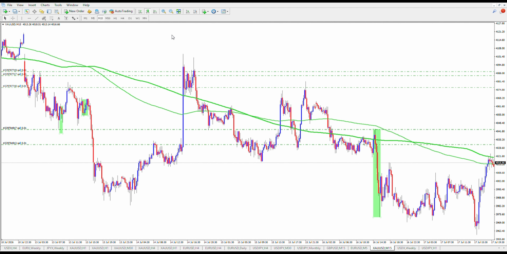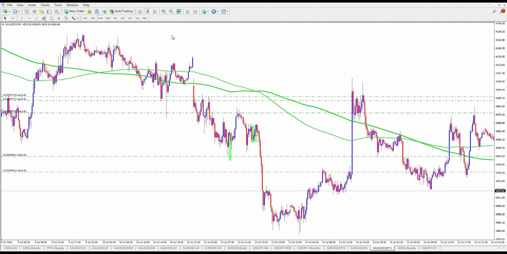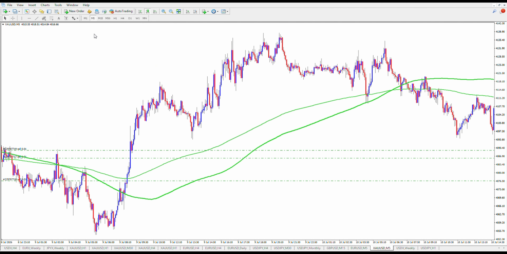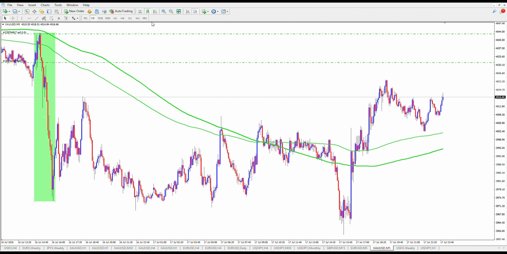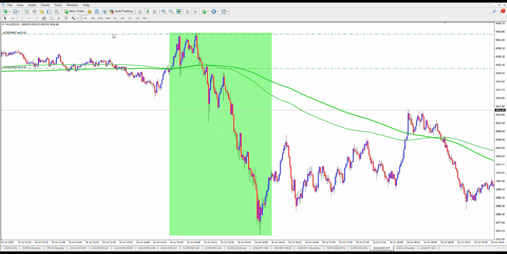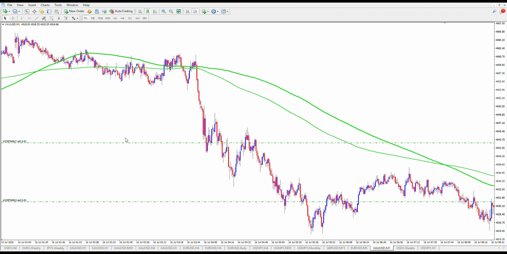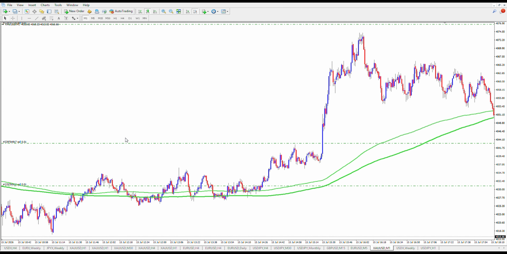Yeah, we're good. This is the 15 minute time frame. This is the 5 minute time frame. And then this is the 1 minute time frame. So we're going to start from the source. The source of everything is the 1 minute time frame.